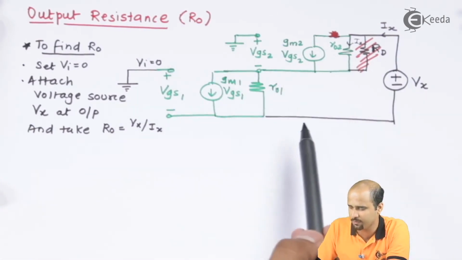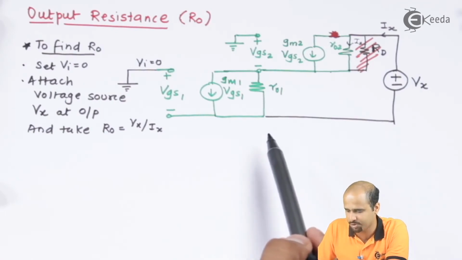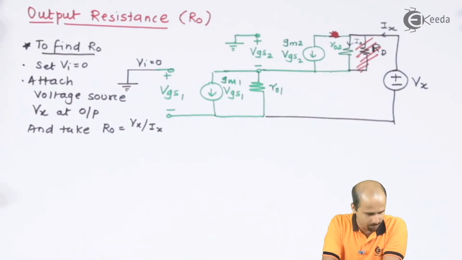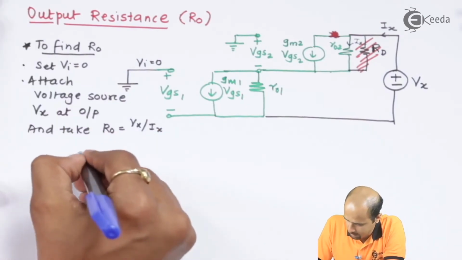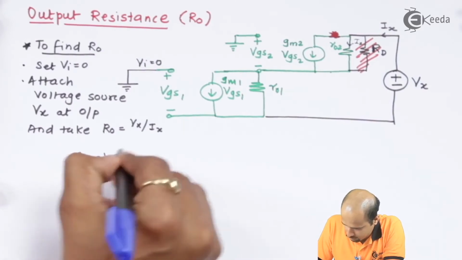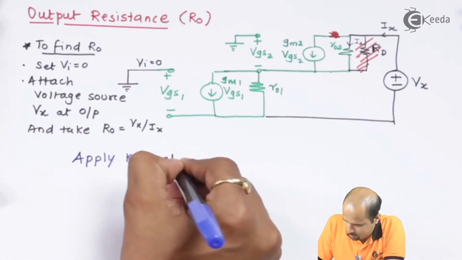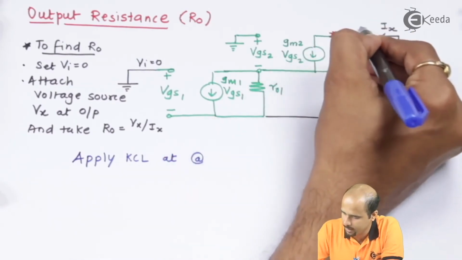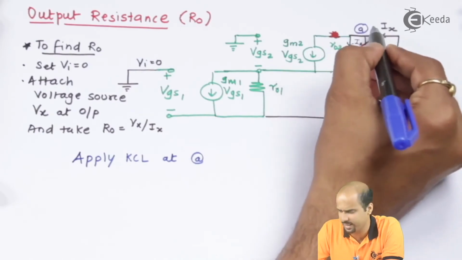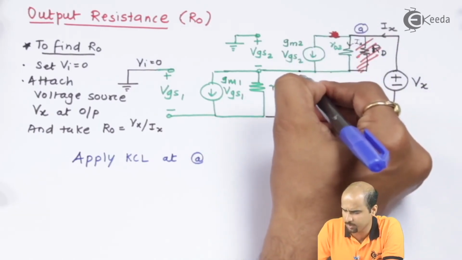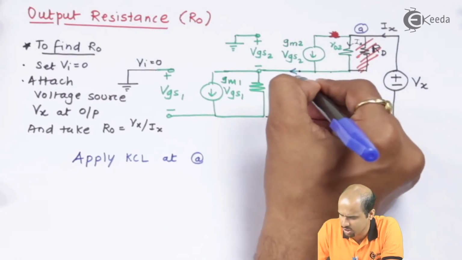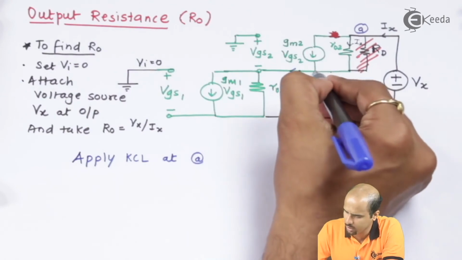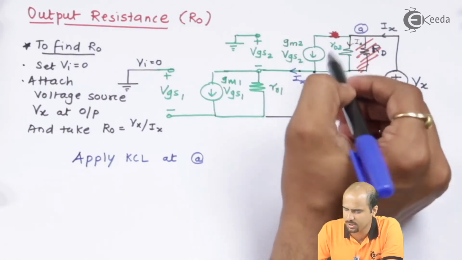Here I have specially arranged the circuit for the AC equivalent circuit for the output resistance. So what we will have to do, let's play with KCL. Apply KCL at A. Even if you are applying at A or at this particular terminal, that will be one and the same thing. This is because whether I consider this as Ix or this as Ix, it is the same. So even if you are applying KCL at this node or that node, it is one and the same.